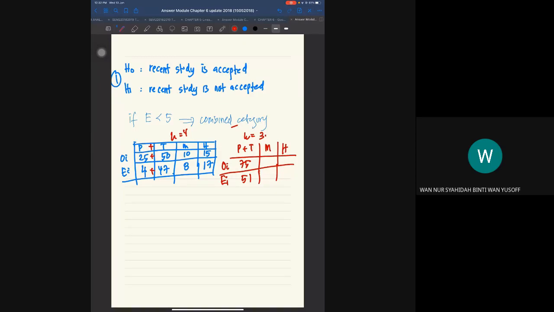So the rule is we combine with the next category. But if the last category here is less than 5, we combine with the category before it. So plus, plus, plus. Instead of K equals 4, let's say here we also combine, and here we also combine, you will go down to K equals 2.